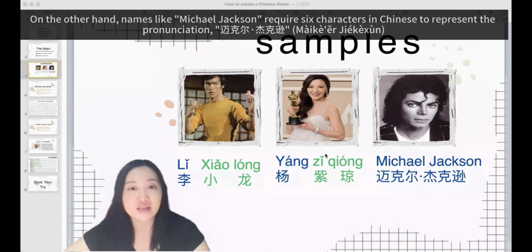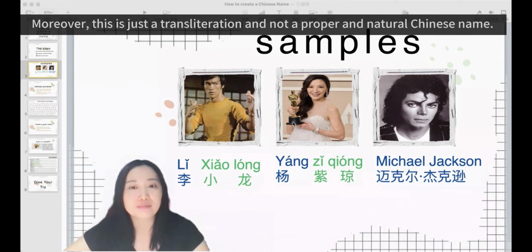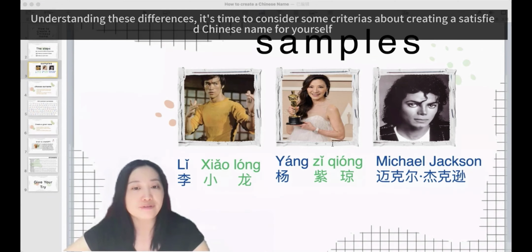On the other hand, names like Michael Jackson require 6 characters in Chinese to represent the same pronunciation. 迈克尔·杰克逊。Moreover, this is just a transliteration and not a proper and natural Chinese name. So, understanding these differences, it's time to consider some criteria about how to create a satisfying Chinese name for yourself.